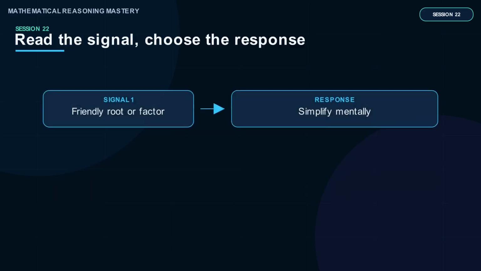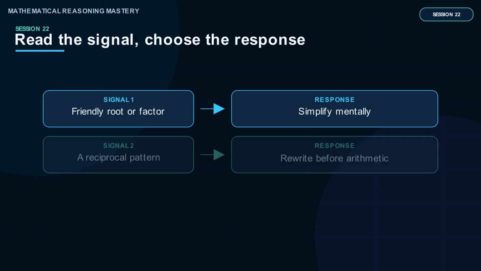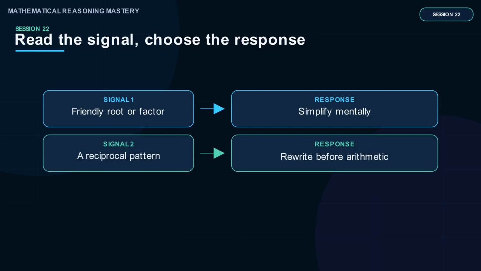Signal 1 is a friendly root or factor. Respond by remembering. Simplify mentally. Name the response before calculating. Signal 2 is a reciprocal pattern. In that case, rewrite before arithmetic. The form tells you which tool fits.